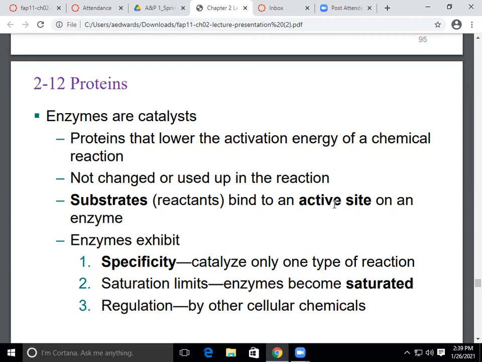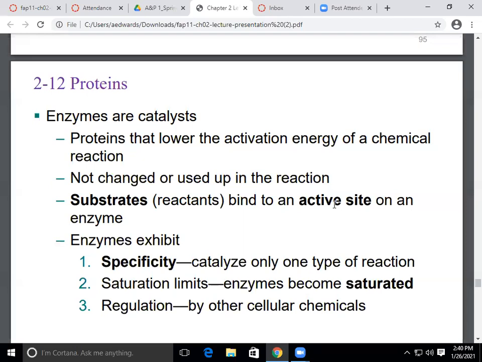So the enzyme is kind of like the party planner, right? They're not really there to have fun. They're there to create the party for everybody else, right? So you're creating the conditions to have a good time. So the substrates, these are reactants. They bind to what we call an active site on an enzyme. The active site is where the party happens, right? That's where the activity, the reaction, is going to happen.